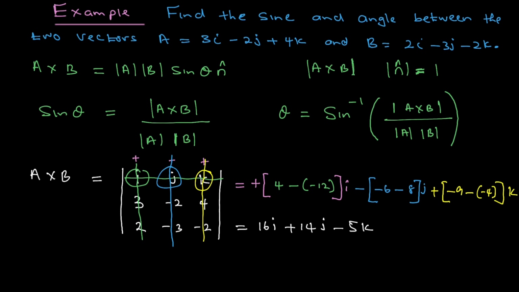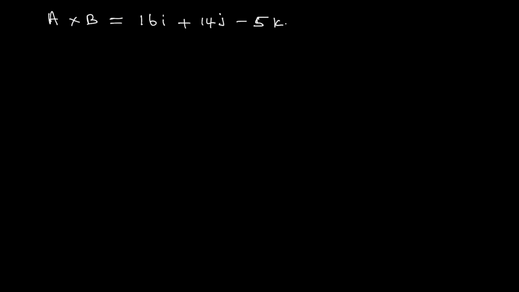So now I've arrived at what A cross B is. So A cross B is equal to 16I plus 14J minus 5K. So A cross B equals 16I plus 14J minus 5K. So what I need to do now is to find the modulus of A cross B.